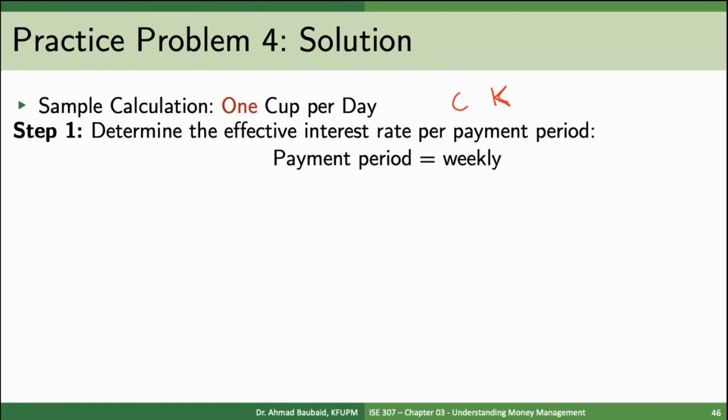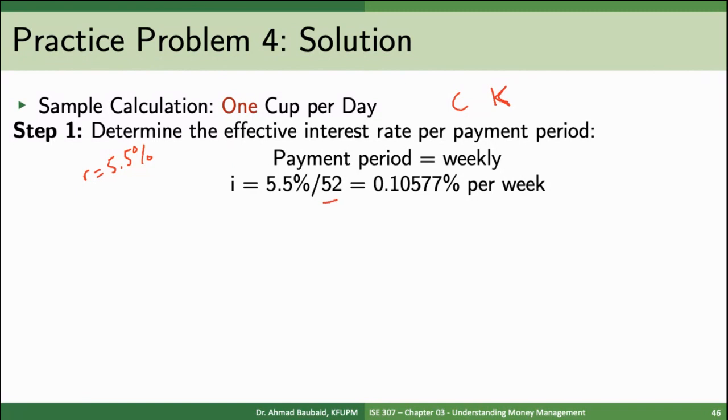And now, based on what I just said, the payment period is going to be a week, right? So in order to convert my nominal interest rate, remember R was 5.5%, but it was compounded weekly, I just need to divide by the number of weeks that I have in a year, right? And that gives me the effective interest rate per week. And so I know I have 52 weeks in a year, and so now I've converted my I to be per week. And so I'm good.